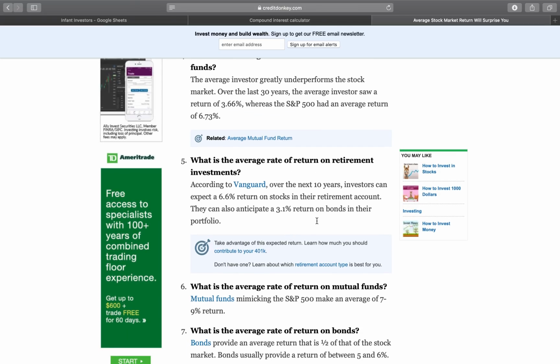The average rate of return over the next 10 years is forecasted by Vanguard. Vanguard has a product, VOO, and that's the ticker symbol. It's an ETF tracking the S&P 500. They've got loads of bonds and other ETFs as well.